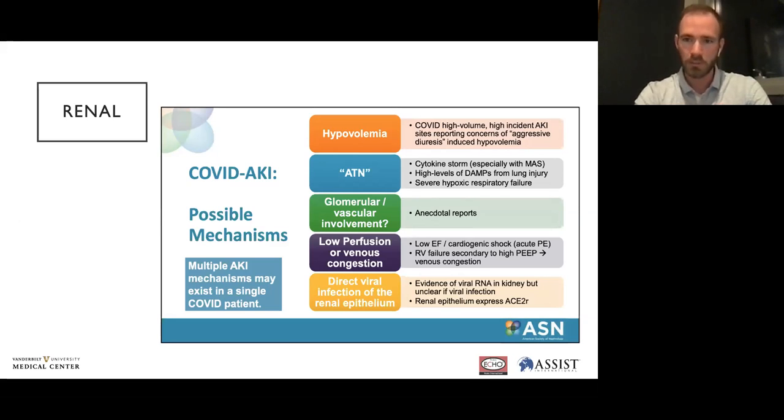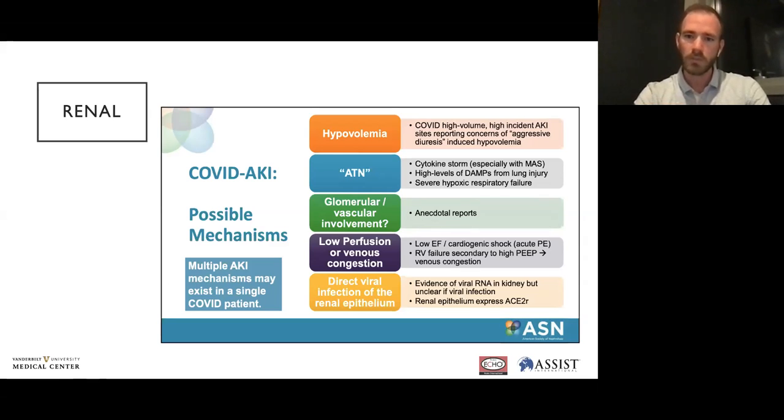The first one, hypovolemia, is likely due to all of these patients having severe hypoxia. Oftentimes in patients with hypoxia, we attempt to aggressively diurese them. This aggressive diuresis could lead to an induced hypovolemia, leading to the kidney injury. The ATN, or acute tubular necrosis, can be due to a cytokine storm within the body, as we've previously discussed. There are some reports that are showing specifically involvement within the glomerulus of the nephron. And we know that the virus is leading to a hematological response throughout the body that could also be at play here.